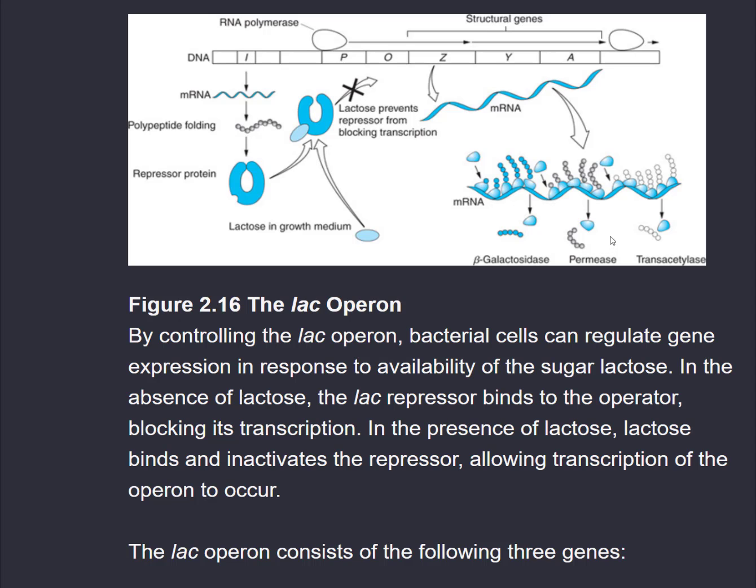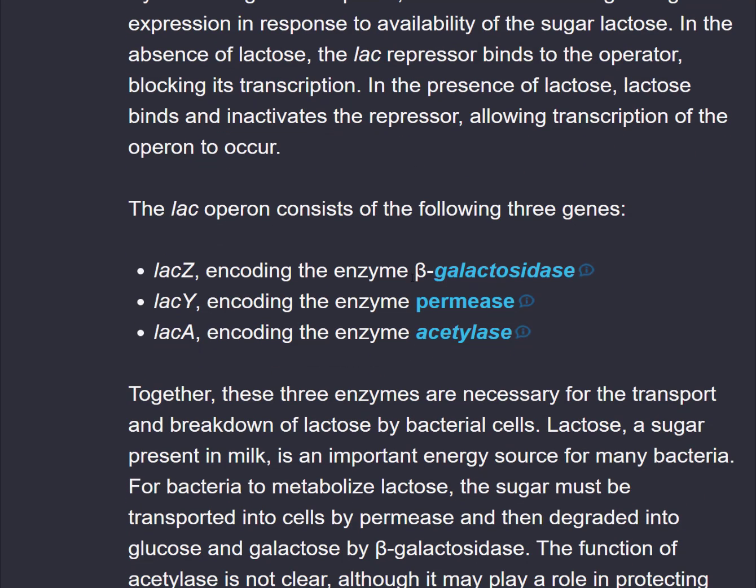Next is in the lac operon section, beta-galactosidase. Beta-galactosidase is an enzyme produced by the lac-Z gene of the lactose lac operon in bacteria. Beta-galactosidase degrades the disaccharide lactose.